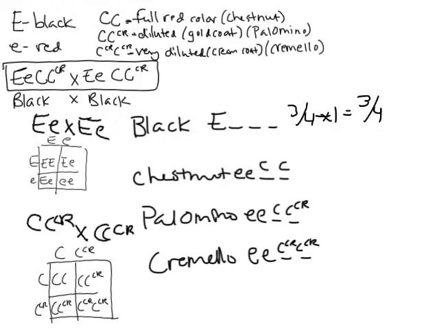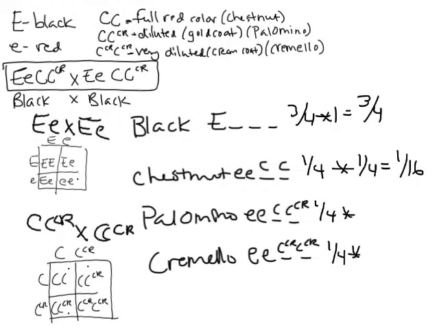Chestnut needs 2 little e's. In fact, all these do. So little e is 1 out of 4, so it's a quarter chance for all of those to be a red-based horse. And then getting 2 C's is 1 out of 4. So that gives us a 1/16th chance of having a chestnut offspring.